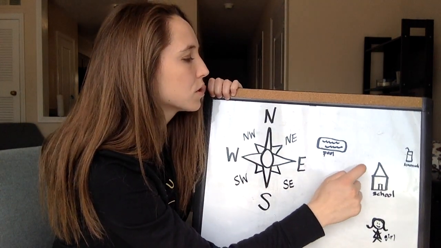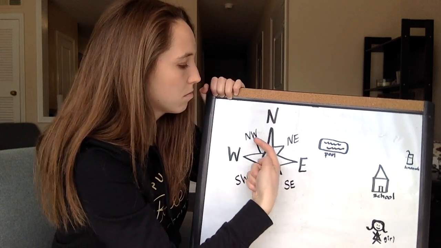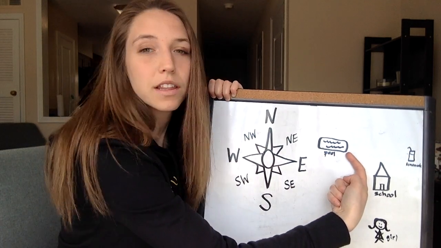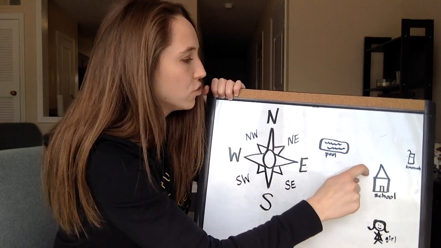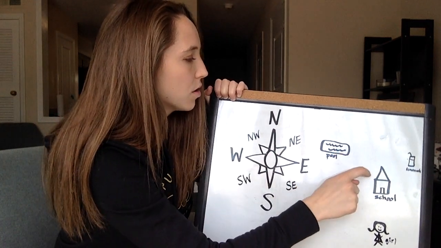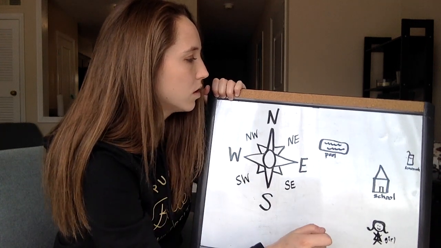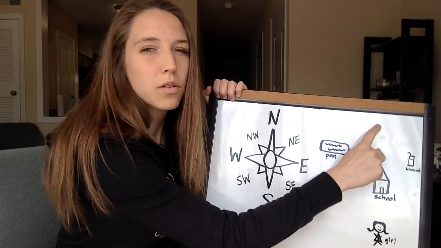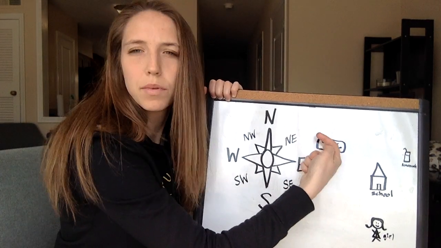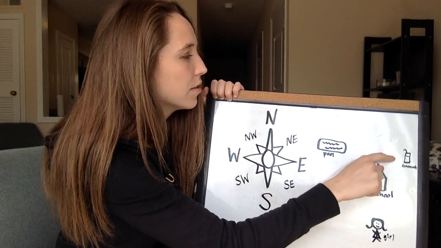Let me look at my compass rose. Are there any arrows that point this way? My northwest is pointing the exact same way as I drew my line. So my northwest, the pool would be north and west of the school, okay? Because it's not directly north, it's not directly west, it's kind of that in between, and that's why we use this, okay?